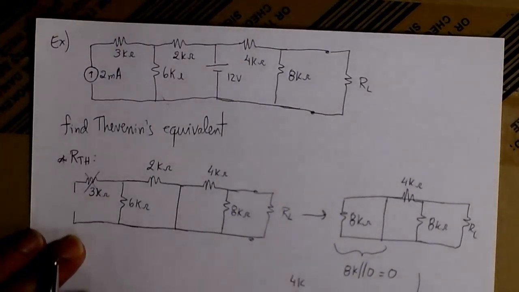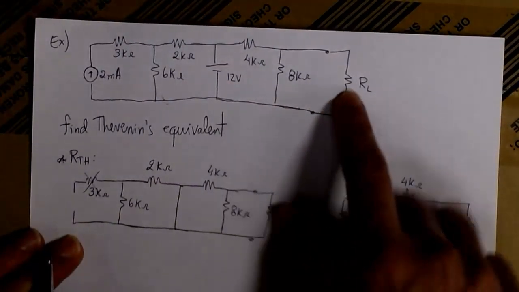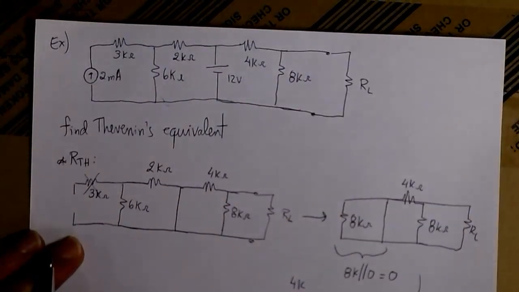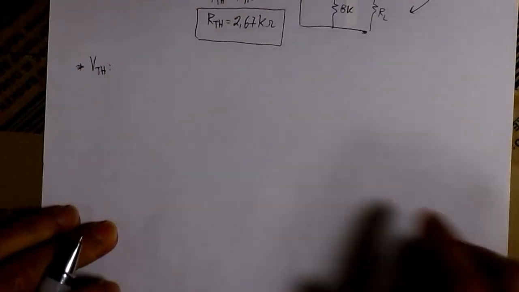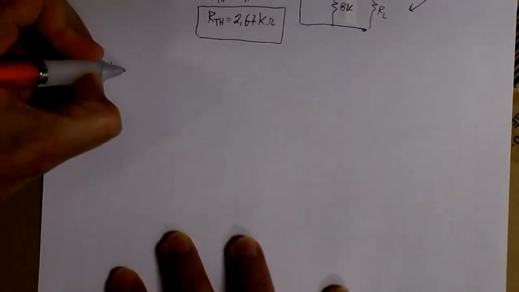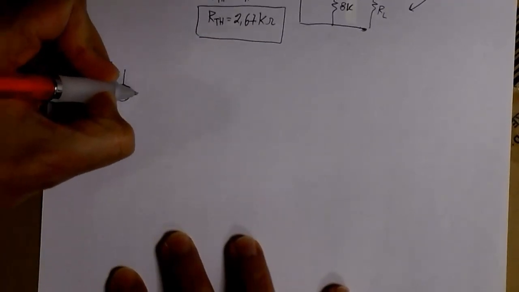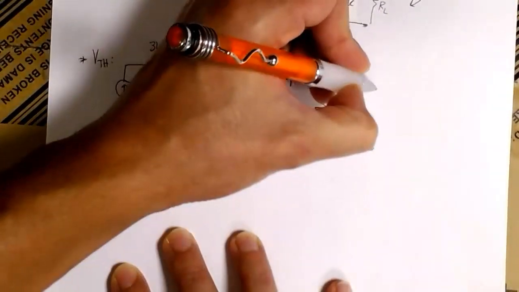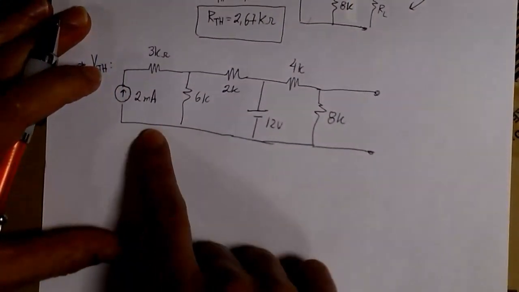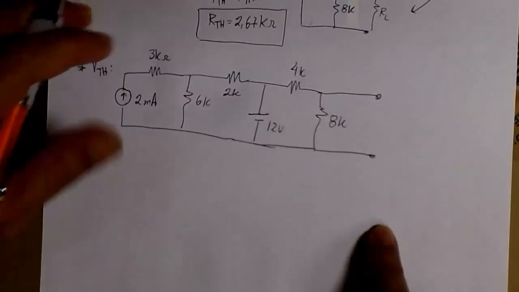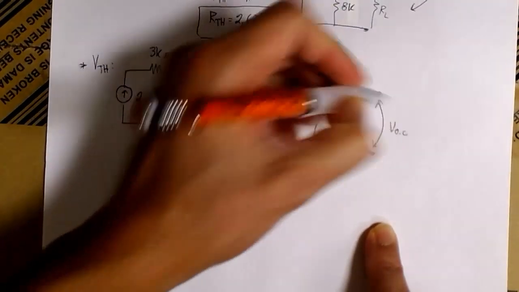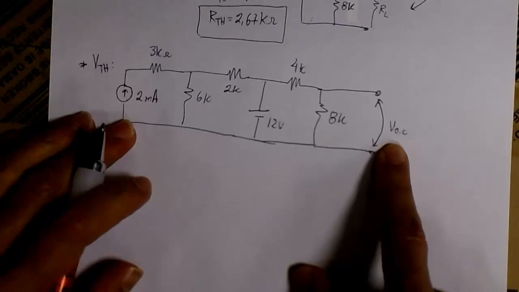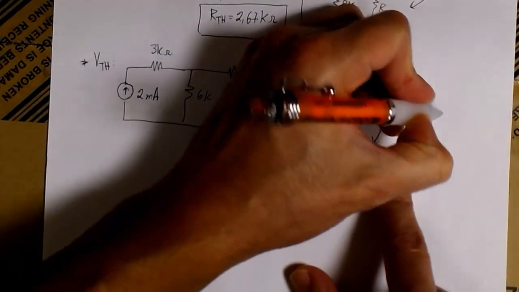The second step now is V-Thevenin. Okay. So we have to disconnect the load, find the open circuit voltage, and that is going to be the V-Thevenin we're looking for. So we have to work with the original circuit. We redraw the original circuit, but now we remove the load, so we have an open circuit there, and we're interested in finding this V-open circuit. That's our V-Thevenin. So V-open circuit is equal to V-Thevenin.